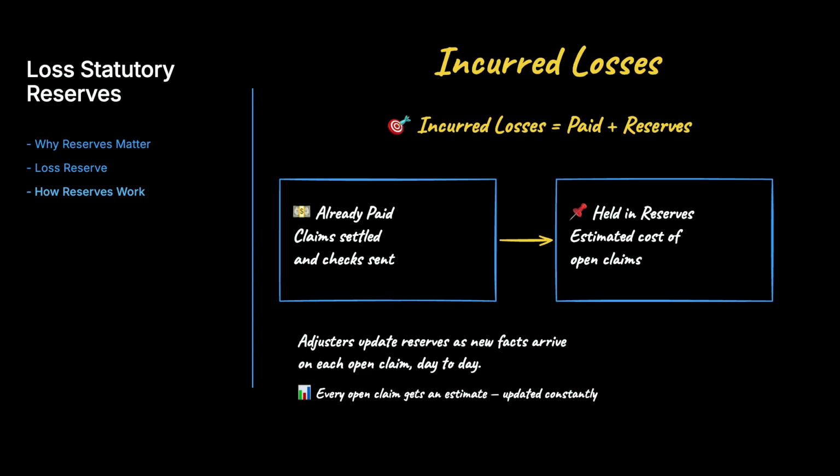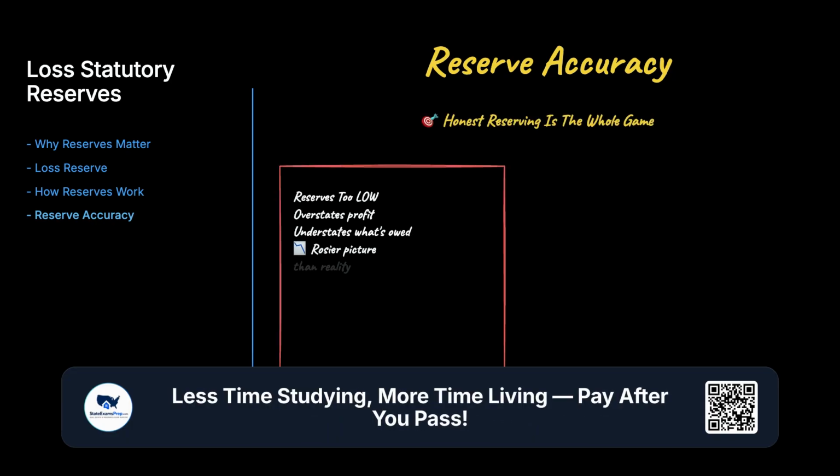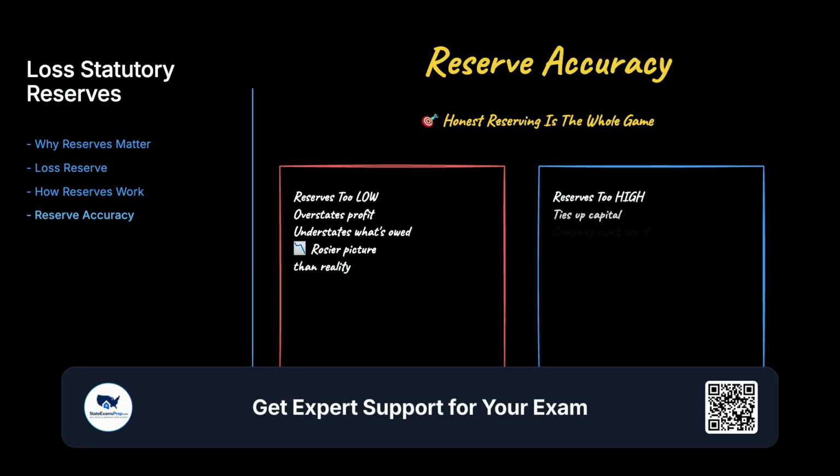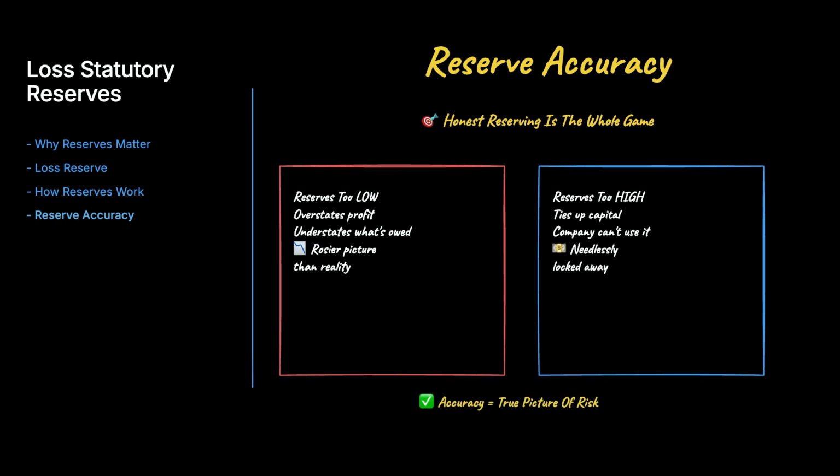This connects to a term you know, incurred losses. Incurred losses include both what the insurer has already paid and what it still holds in reserves. Why does accuracy matter so much? If an insurer sets its loss reserves too low, its statements overstate profit and understate what it truly owes, painting a rosier picture than reality. Set them too high, and the company needlessly ties up capital it could use.